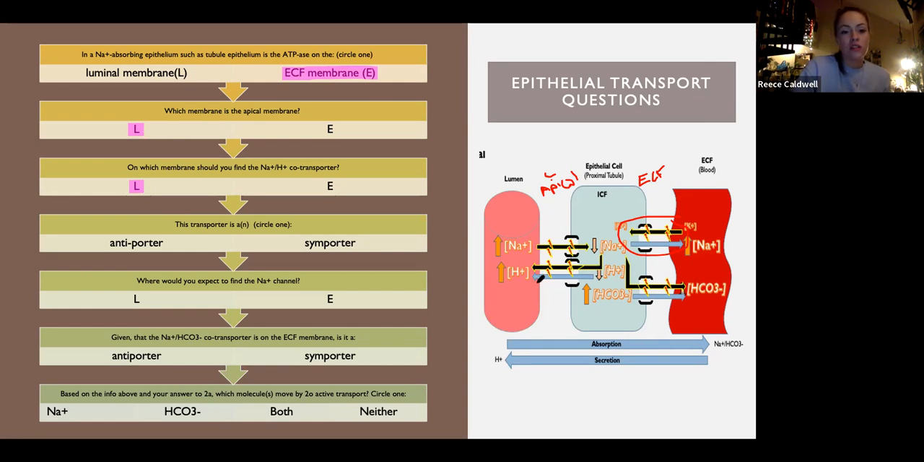Then this transporter is an antiporter. Yeah, I had a feeling I made a mistake somewhere. Okay, let me pause this and figure this out. Okay, so I figured this out.